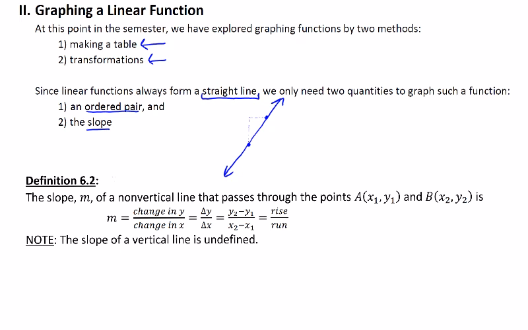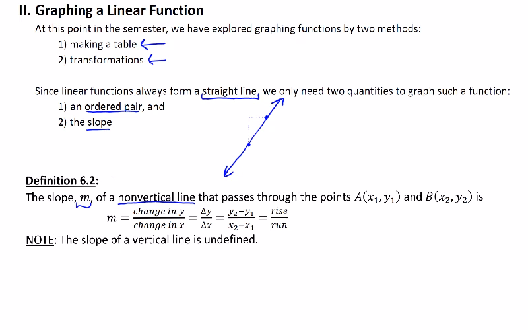So definition 6.2 is going to get us a little more information about the idea of slope. For those that have never seen slope before, make sure you pay close attention to this, because this is a very special feature of the linear function, because it has a constant slope no matter where you look on the graph. So we use the letter M to represent slope, and we're going to talk specifically about the slope of a non-vertical line. We'll talk about vertical lines more in the future, and it says a non-vertical line that passes through the points A and B.